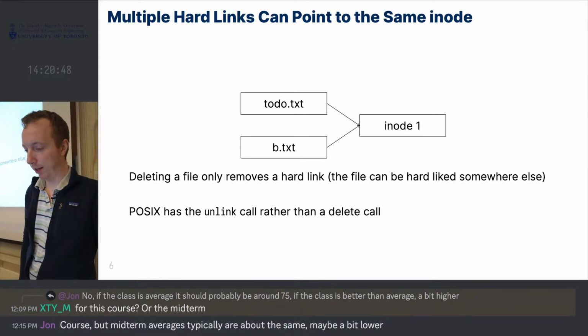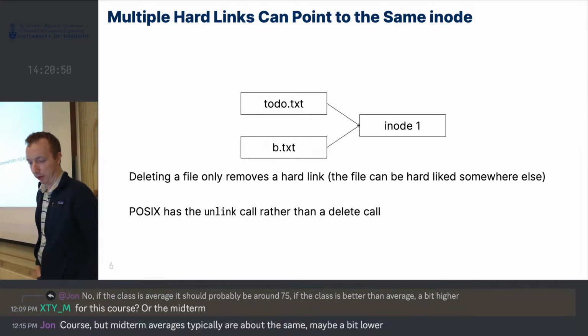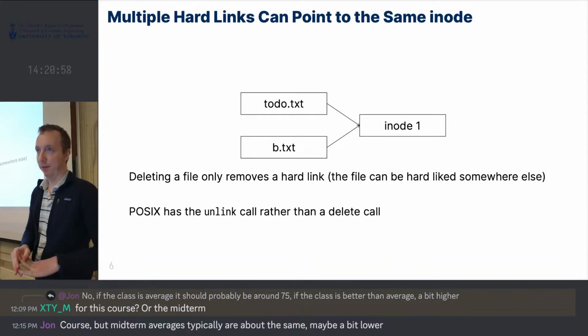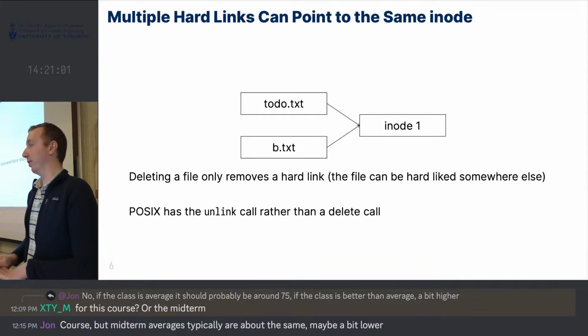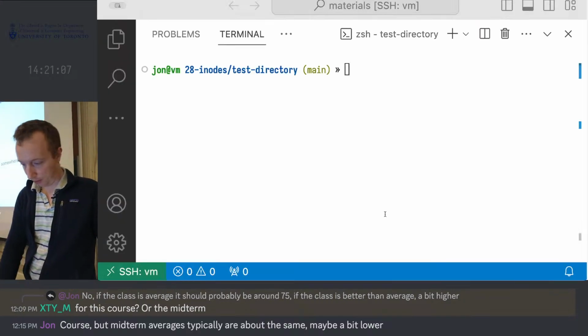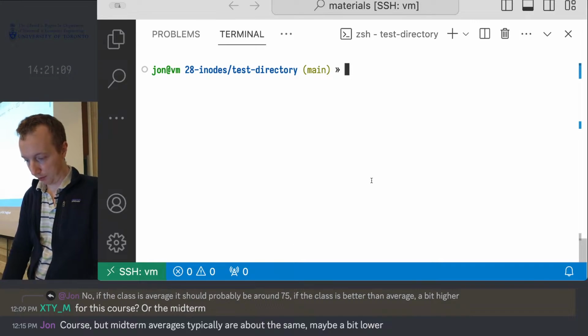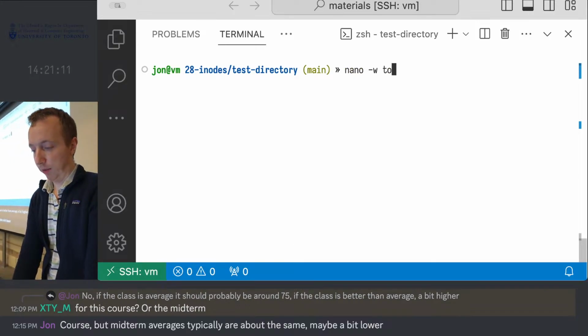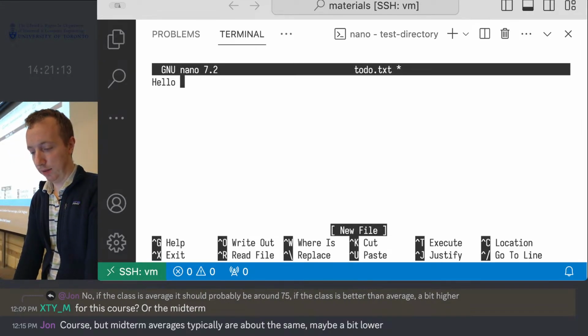Multiple hard links can actually point to the same inode, and deleting a file only removes a hard link. The file can be hard linked somewhere else. If you look at the system calls, there is no system call called rm or delete or anything. The closest thing is something called unlink. So let's play with this a little bit. Let's create a file called todo.txt.